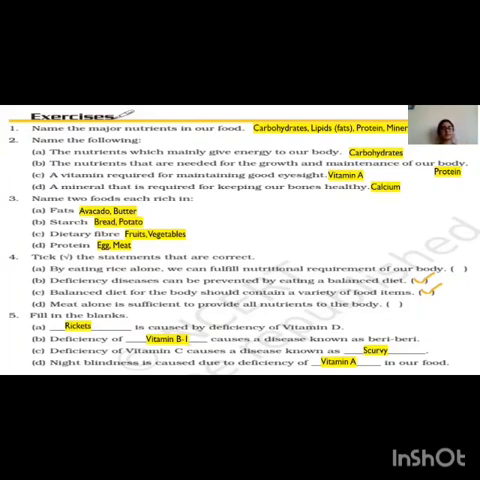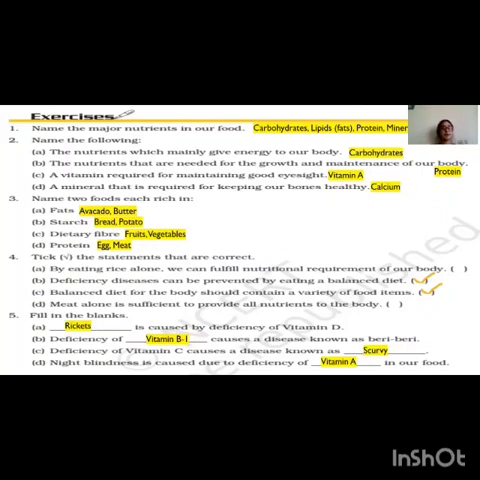Now, deficiency diseases can be prevented by eating a balanced diet. This is true because a balanced diet means you have eaten everything in correct proportions. Okay, and if you have eaten everything in correct proportions, that means you have enough vitamins in your diet, yeah? And if you have enough vitamins in your diet, you won't get a deficiency disease, right? So that statement is correct.